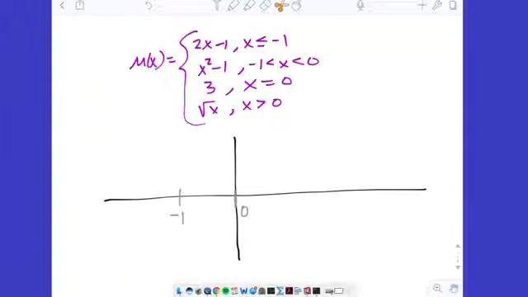Yeah, I think the x squared minus 1, that second piece, it's going to be coming up to negative 1 on the y-axis. That's from the left. See, from the left of negative 1, it's supposed to be the line. You have it from the left of negative 1 being the parabola.